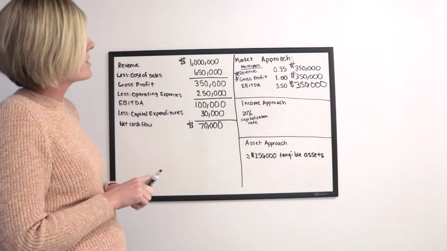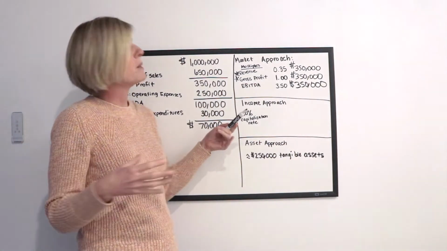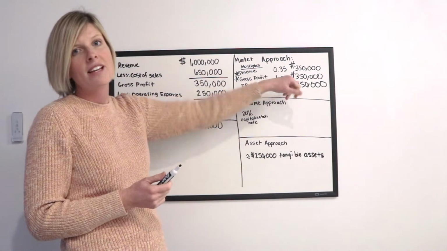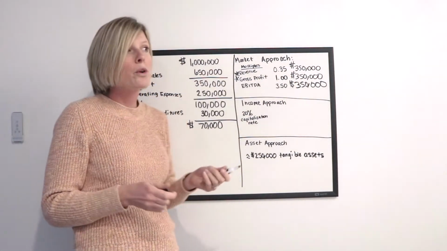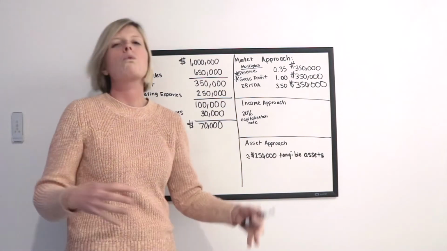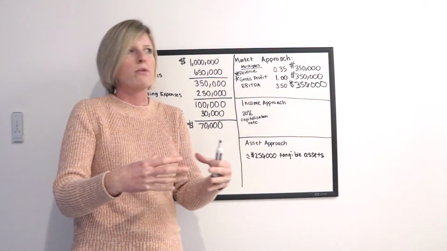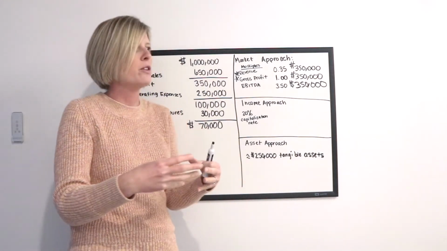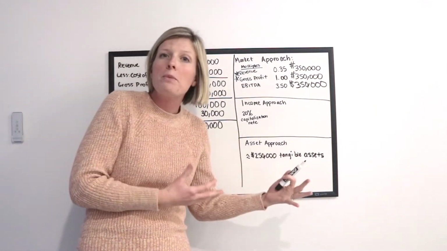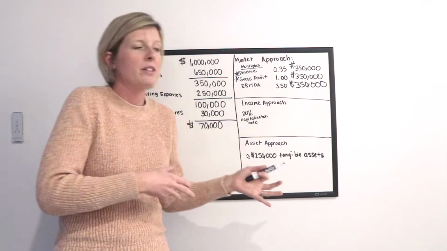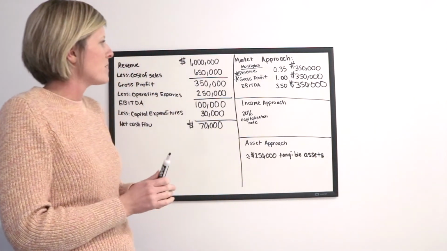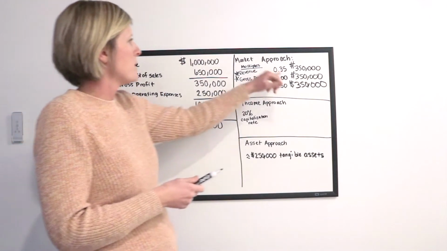If you have a situation where you apply all these multiples and they're all the same like this, that's a pretty good indication that your company is operating right there in the industry standard, right in the industry averages. Your company's not really more profitable than the industry average. It's not really less profitable. It's just right in there. So that would be something you would expect to see.